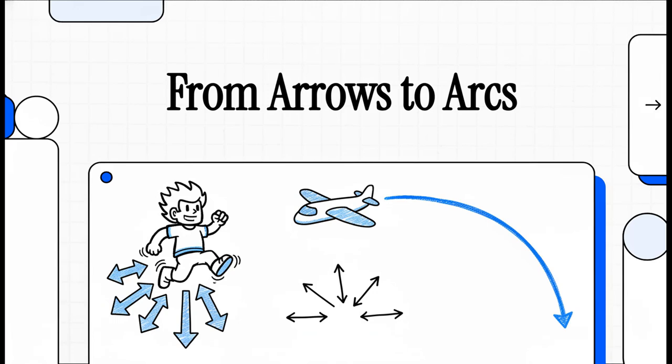Have you ever wondered how a video game character knows exactly where to jump? Or how an air traffic controller can guide a plane they can't even see? Well, it's not magic, it's math. And specifically, it's about two really powerful tools that let us describe the world around us. So today, we're going to take a journey from simple, static arrows all the way to the elegant, dynamic arcs they can create. We're diving into vectors and parametric equations.